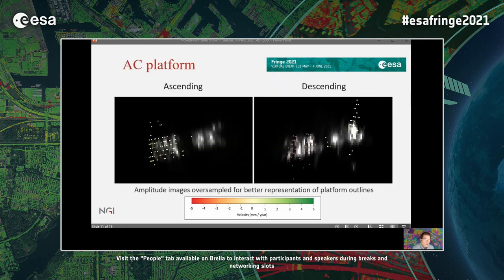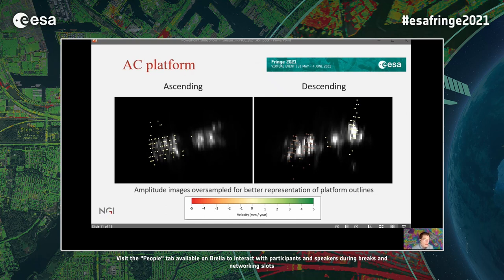For the second structure, the Central Azeri platform, the detected scatterers on the western platform appeared to be stable over the 4.5 year period, but there was clearly a radar shadow effect. Likewise, for the descending orbit data, the structure was stable, though there were far fewer reliable scatterers above our arbitrary coherence threshold of 0.75. So it was difficult to say with confidence if there was any measured relative difference between the two sides of the structure.